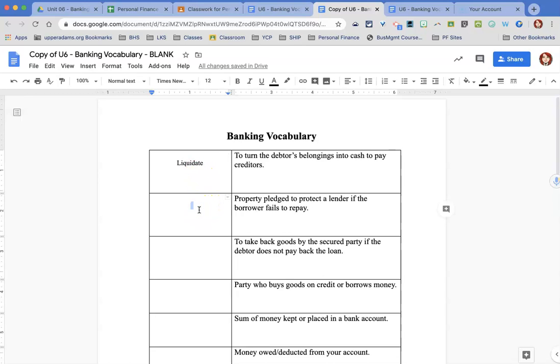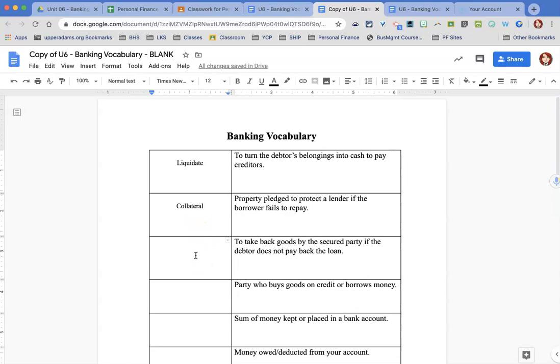What do we call the property pledged to protect a lender if the borrower fails to repay? So I've taken out a loan and I've told the bank that if I don't pay back my monthly loan payments, they could take my car. So what do we call my car in this case? Well, that would be collateral. They can take my car. I'm putting my car up as collateral. So if I don't pay each of my monthly payments to the bank, they can take my car.